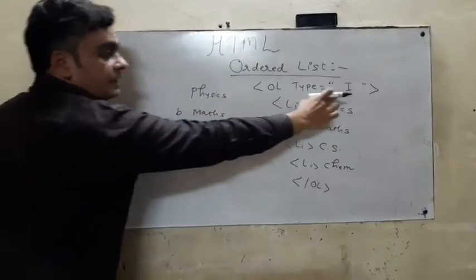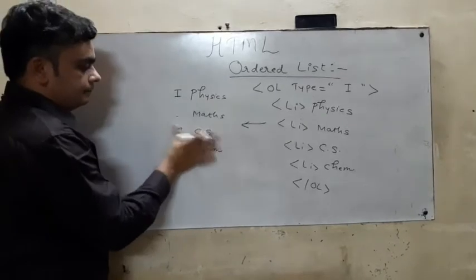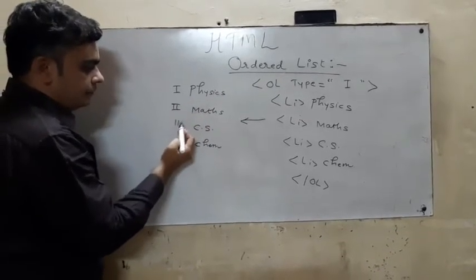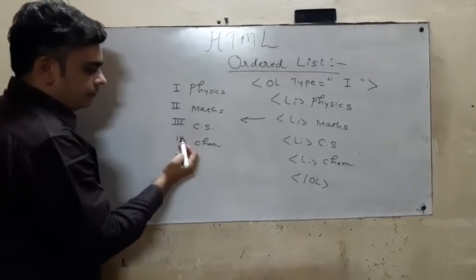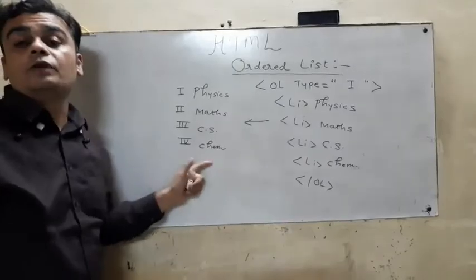So if I am using capital Roman I here, it will display like this. This is my second number, this is my third, and this is the fourth element. So it will display automatically on your screen.